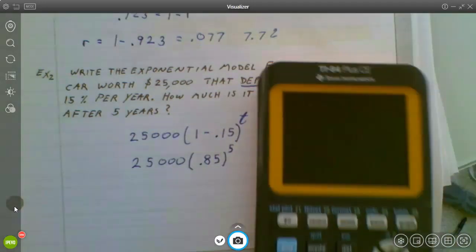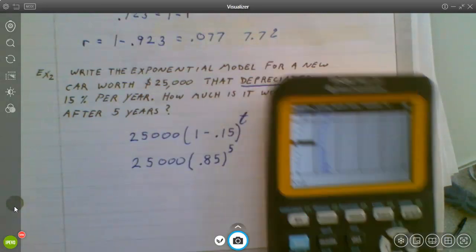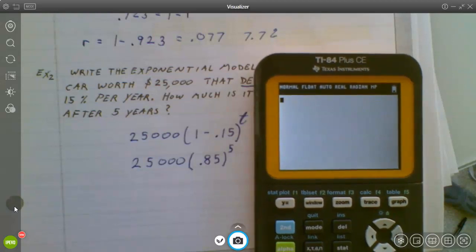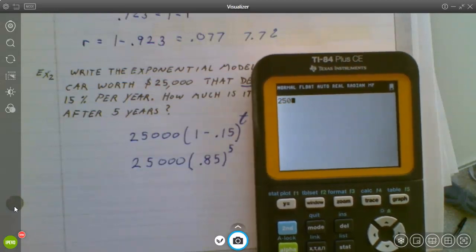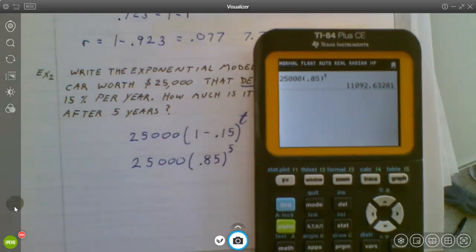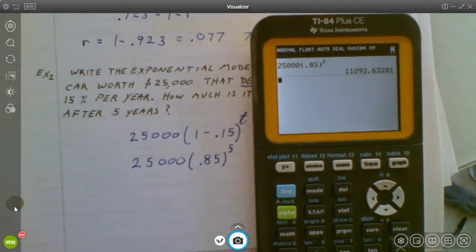So if you really paid it off in 5 years, which is pretty normal for a car, how much? Let's just say you wanted to resell it. What's it worth after you're done paying it off? So that $25,000 car is now worth $11,092 by the time you have it paid off. So if you were going to, say, sell it at that point, this is about what it would be worth 5 years later.